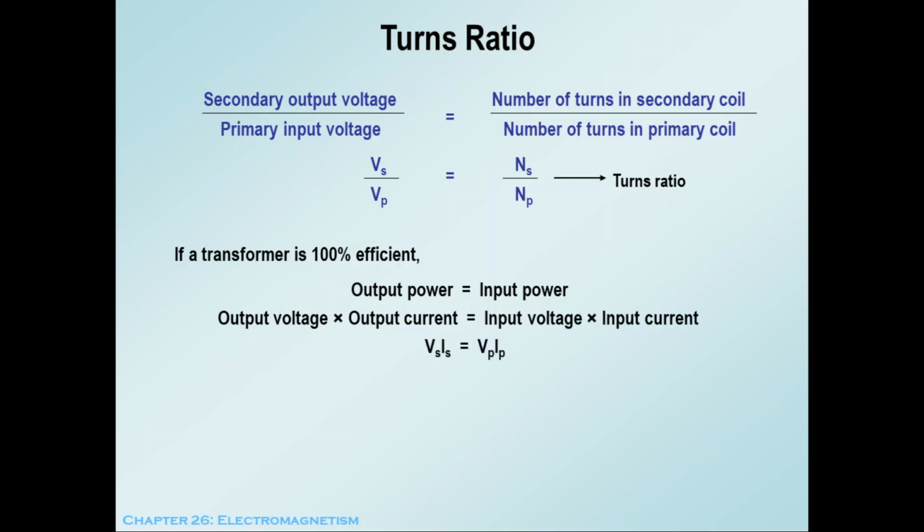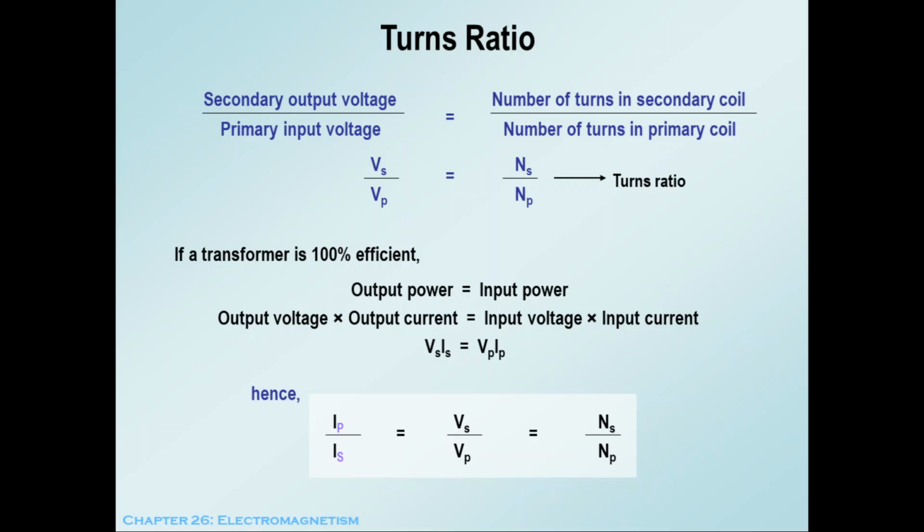Next, we should know that if a transformer is 100% efficient, in theory, the output power will be equal to the input power. So, a formula we've previously learned about electricity, P equals IV, power is equal to current times voltage. So, the output voltage multiplied by the output current will be equal to the input voltage multiplied by the input current. So, we have our second formula here, Vs Is equals Vp Ip. If we combine those two formulas, we'll see that Ip over Is is equal to Vs over Vp, which is equal to Ns over Np.